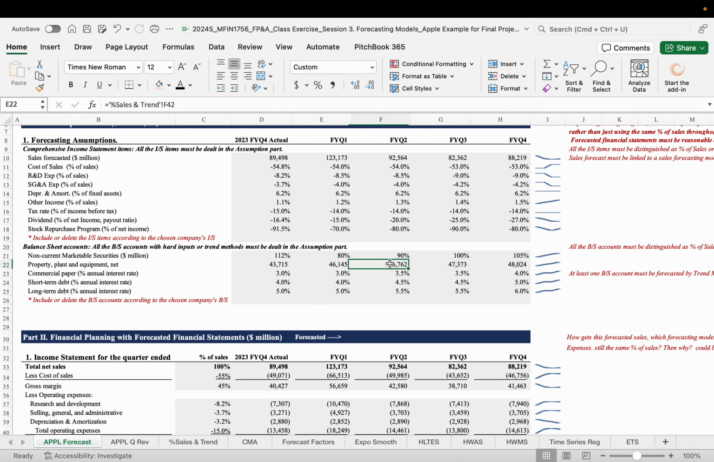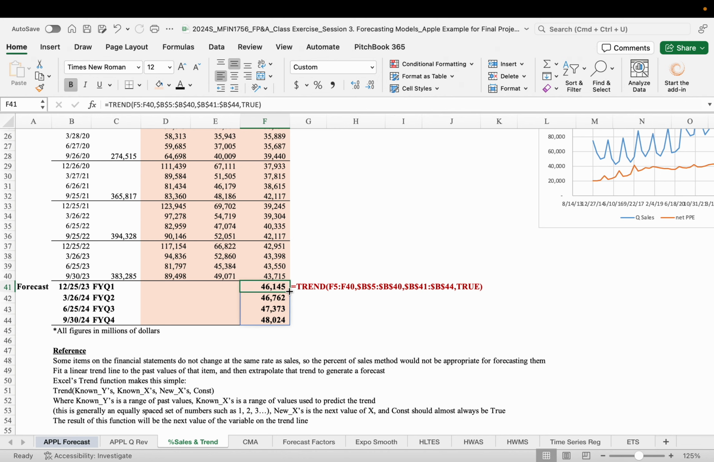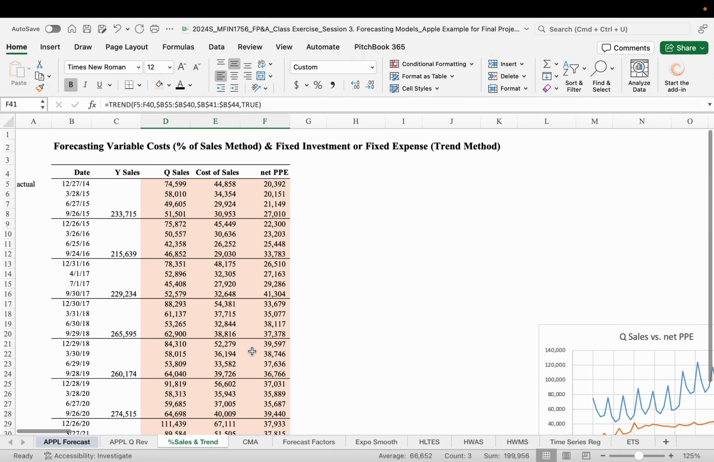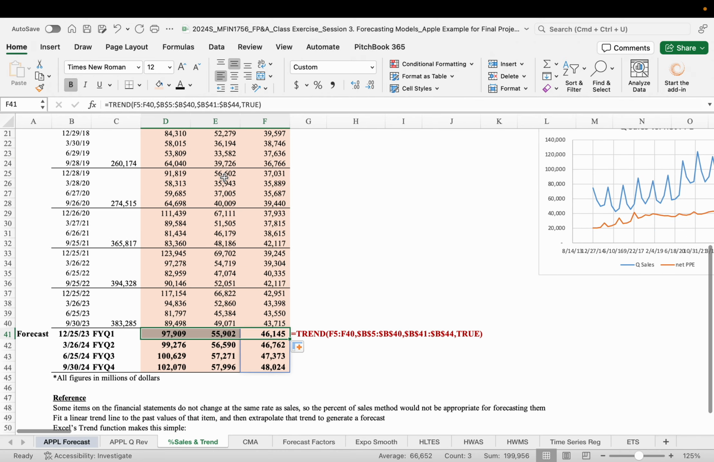But you can also add some incremental changes to property, plant, and equipment based on your own research. You can add like 10% more increase or decrease based on the research, reading the 10K or 10Q or the articles out there. We can also calculate the trend of the quarterly sales and cost of sales. But again, it doesn't show any seasonality, just increasing smoothly.